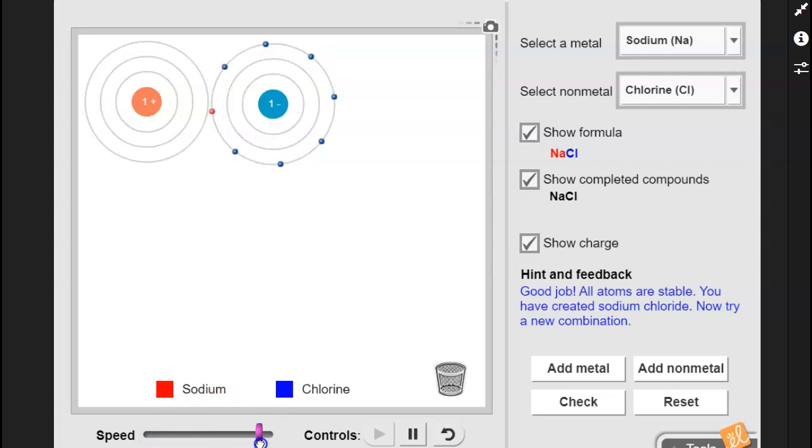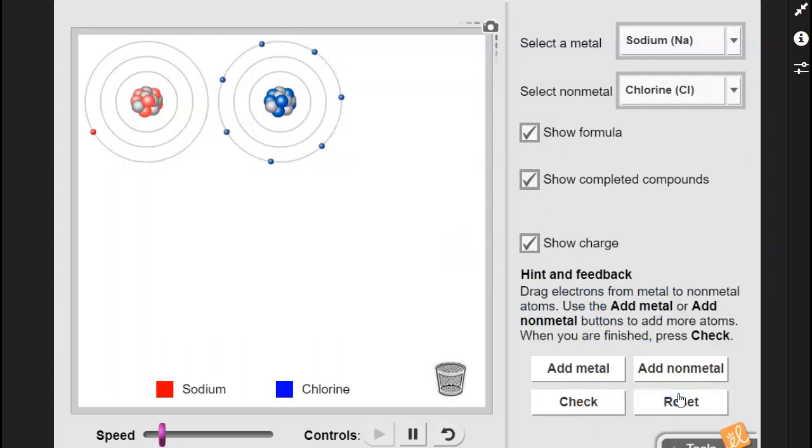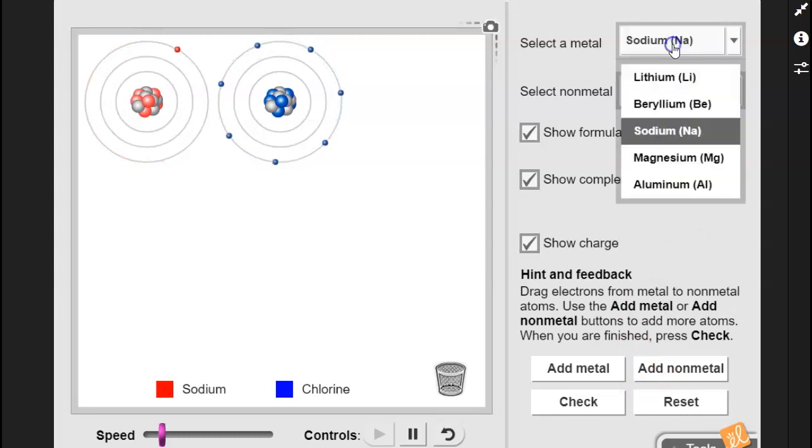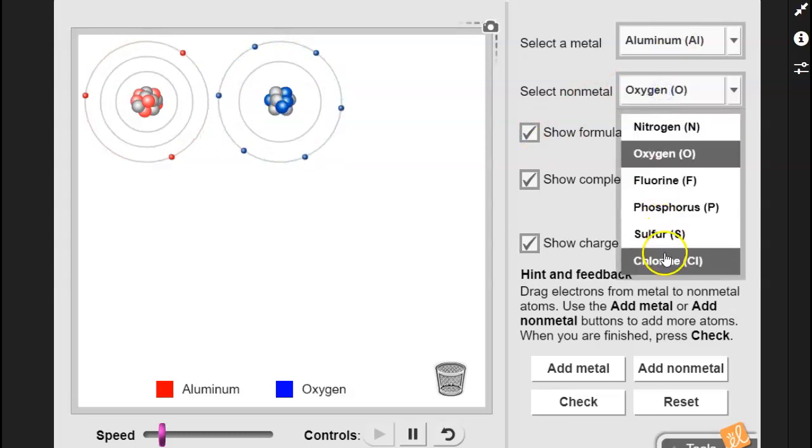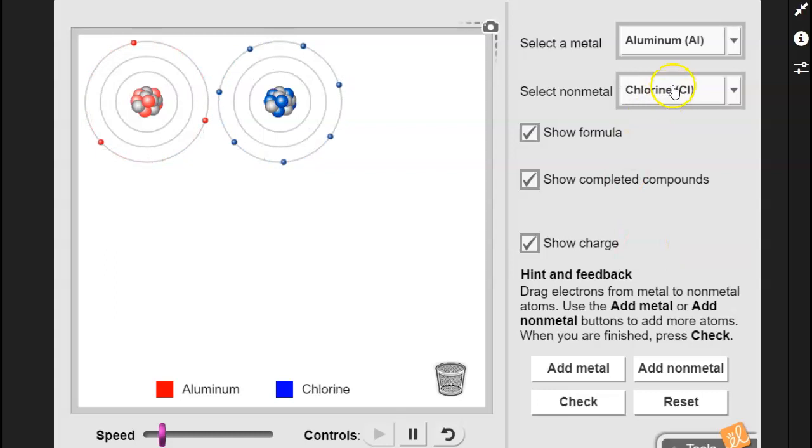I could speed it up if you want, but it might make you kind of dizzy. So I can hit reset, make it all go away. Ooh, that's pretty. I'm going to change this. Maybe I'll do aluminum and phosphorus. And you can see that aluminum and phosphorus have a different number of electrons. If I change it to oxygen, that's different. If I change it to chlorine, that's different. So you're going to see the different ways that these metals and nonmetals can go together.